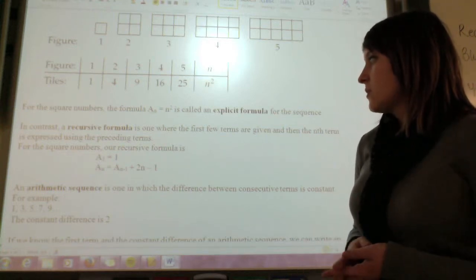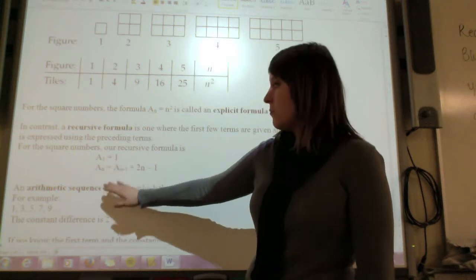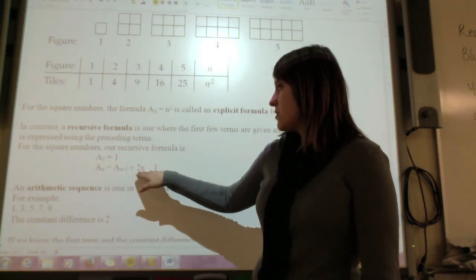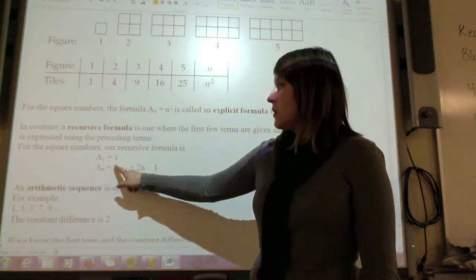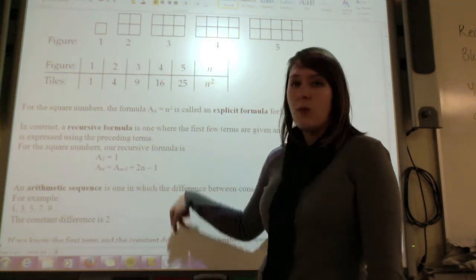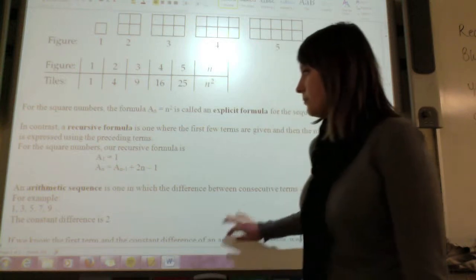So for the square numbers, our recursive formula would be a sub 1 equals 1, because that's my first term. A sub n equals a sub n minus 1 plus 2n minus 1. So essentially this is my new term, this is my previous term, and I'm adding 2 times n minus 1 onto my previous term to get to my next term.